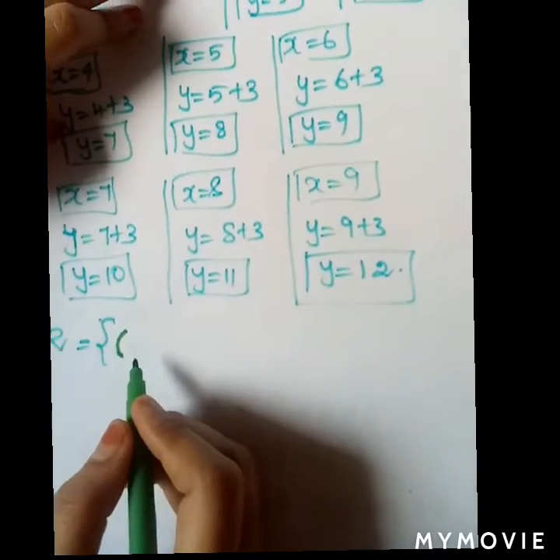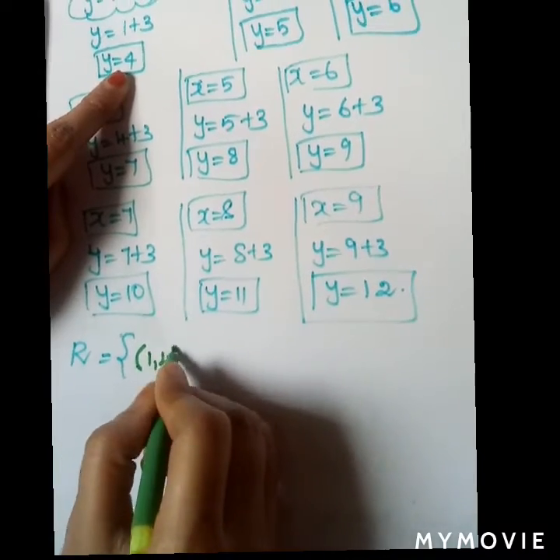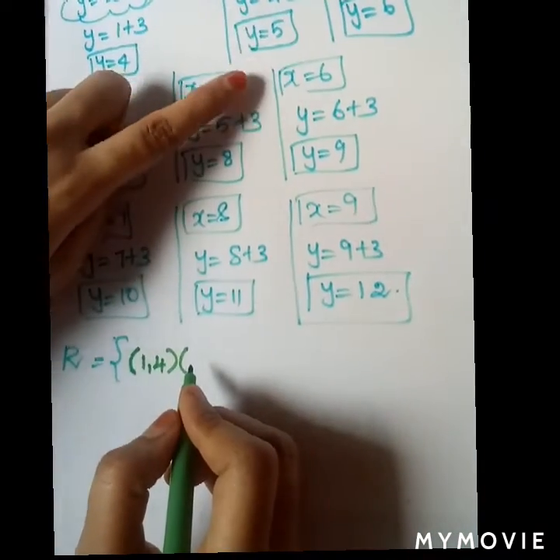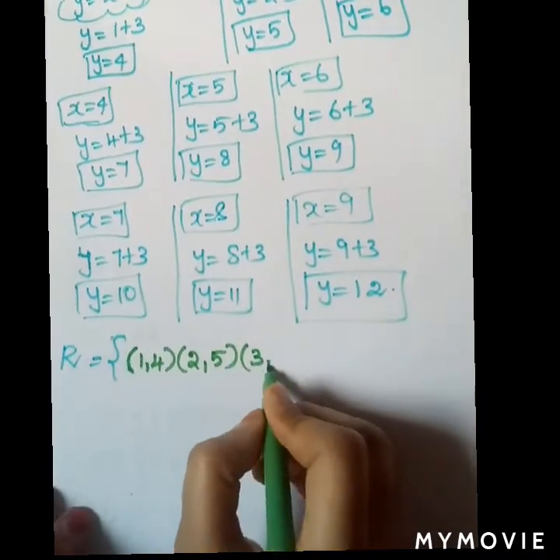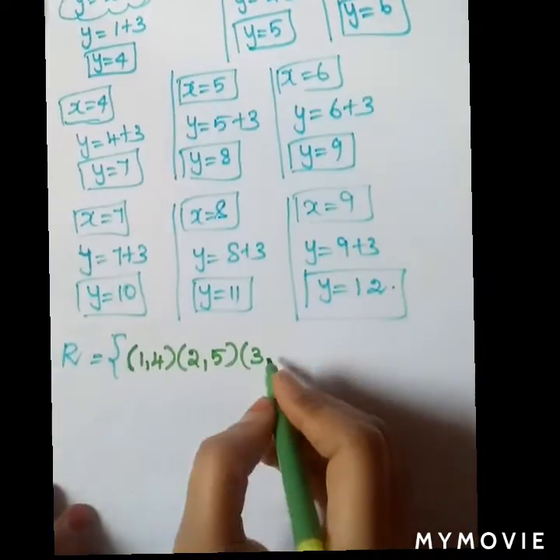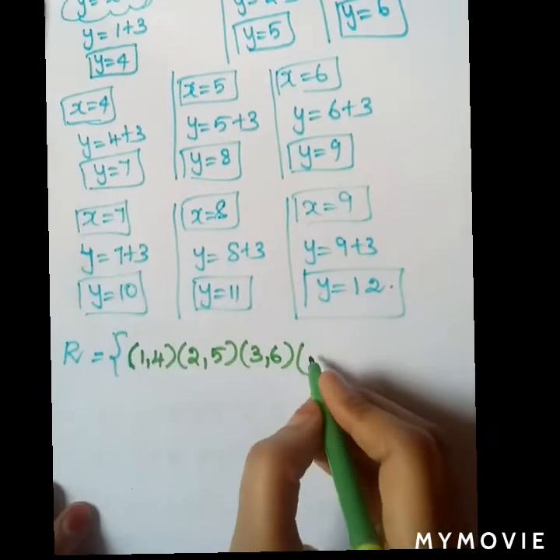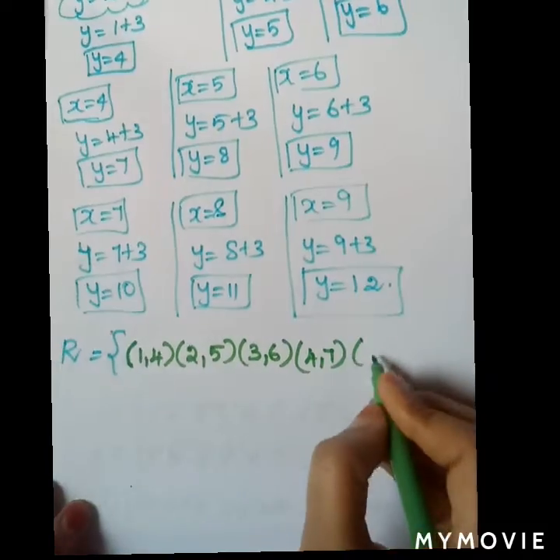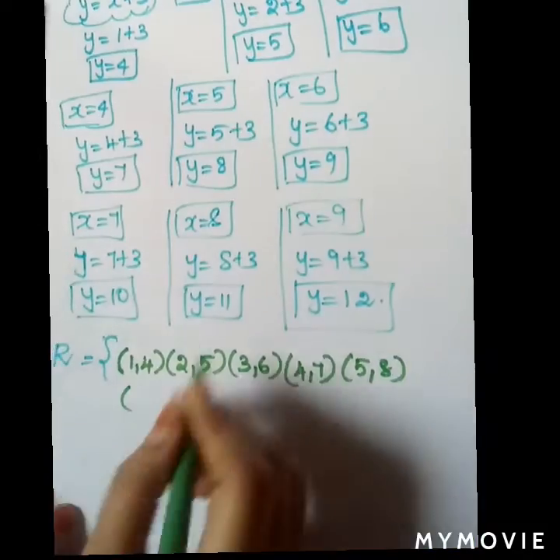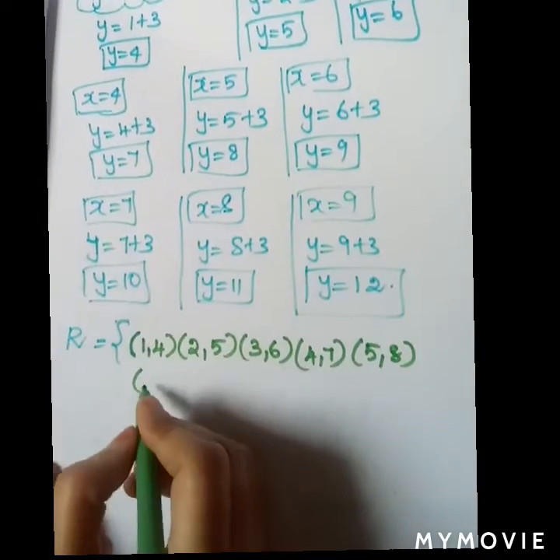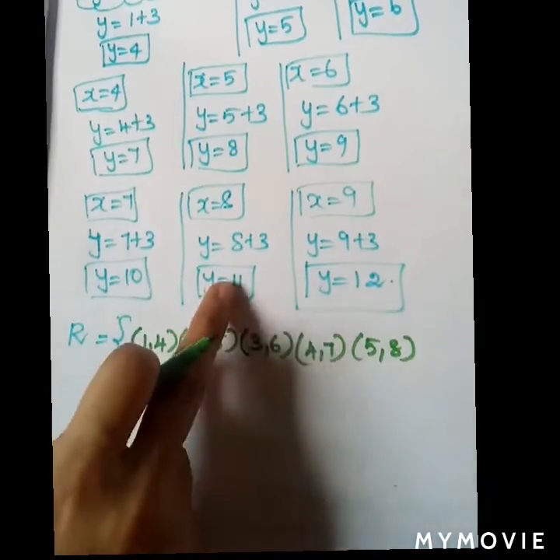Write the roster form. When x is equals to 1, we get the y value as 4. So 1, 4. When x equal to 2, y equal to 5. So 2, 5. When x equal to 3, get y as 6. So 3, 6. X equal to 4, y we get 7. So 4, 7. X equal to 5, y 8. So 5, 8. X equal to 6 and y equal to 9. 6, 9.